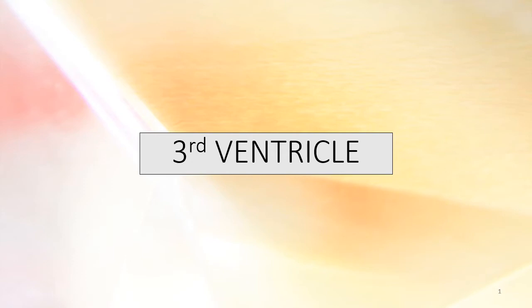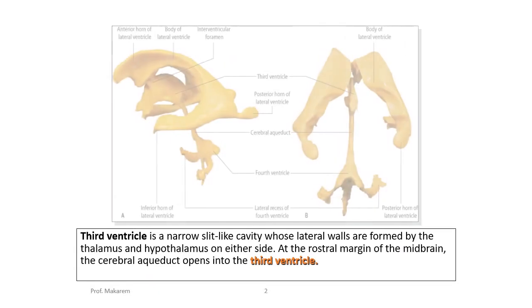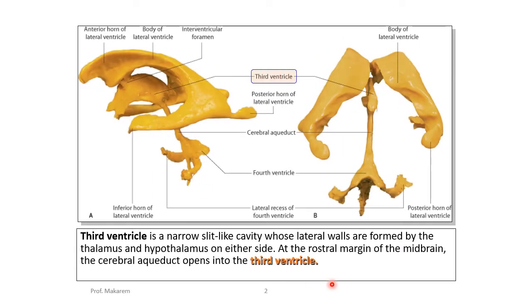As we are doing these short video classes, in the previous class we have seen the lateral ventricles, and today we are going to see the third ventricle. The third ventricle is a narrow slit-like cavity present in the midline. The right and left lateral ventricles we have seen in the cerebral hemispheres respectively. The lateral ventricles open into the third ventricle through a foramen called the interventricular foramen of Monro.